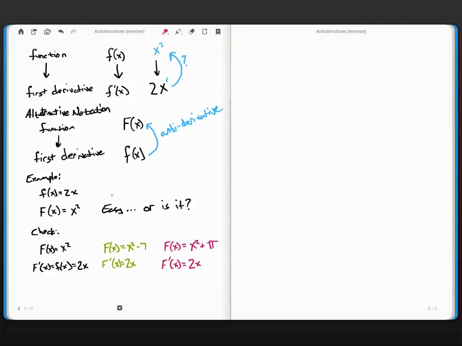So which one is right? The answer to that is, which one is correct?